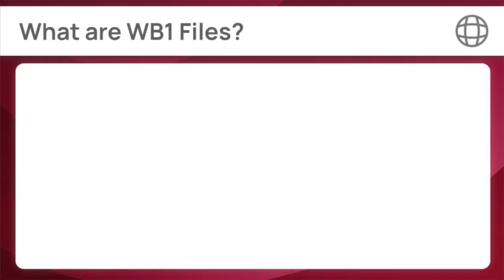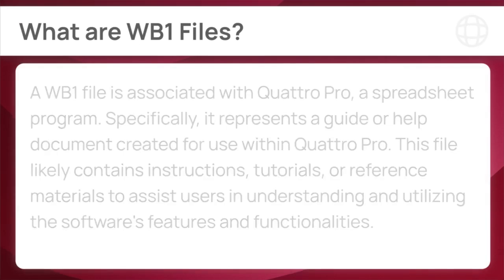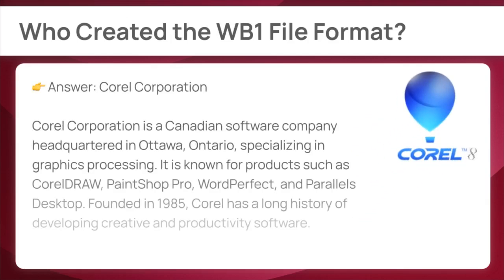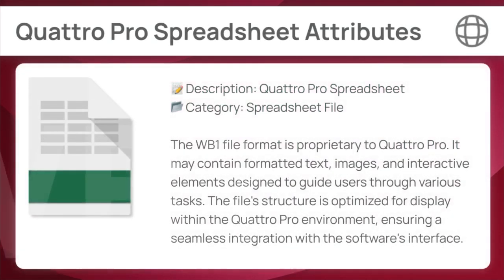A WB1 file is associated with Quattro Pro, a spreadsheet program. Specifically, it represents a guide or help document created for use within Quattro Pro. This file likely contains instructions, tutorials, or reference materials to assist users in understanding and utilizing the software's features and functionalities. The WB1 file format is proprietary to Quattro Pro.